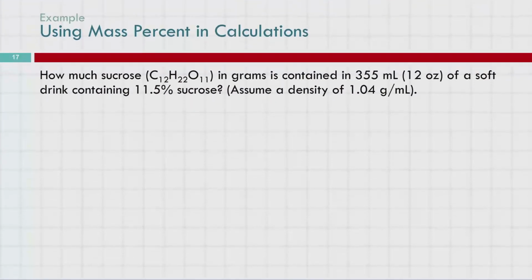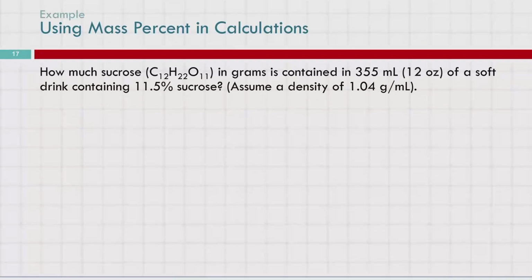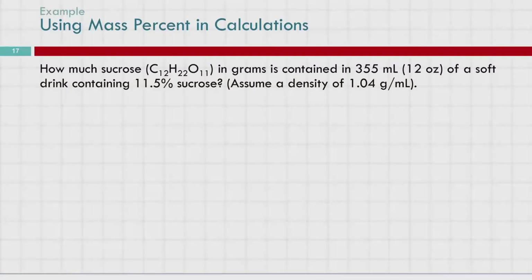Okay, how much sucrose in grams is contained in 355 milliliters of a soft drink containing 11.5% sucrose? Assume the density is 1.04 grams per milliliter. So it's no longer 1 gram per milliliter. We can't just change out grams and milliliters. We do actually have to do a calculation. Okay, so density equals mass over volume. We can use that here. We are looking for the mass.